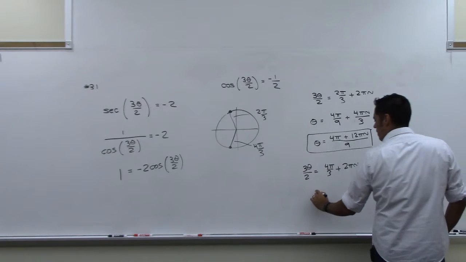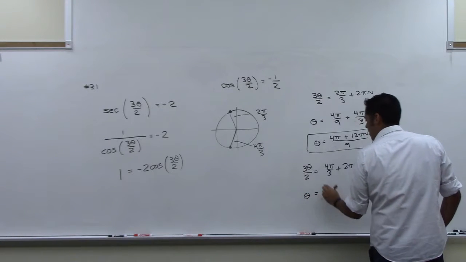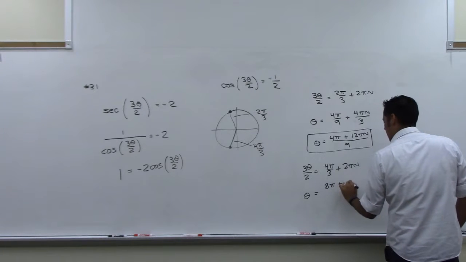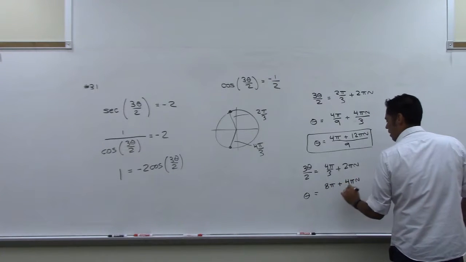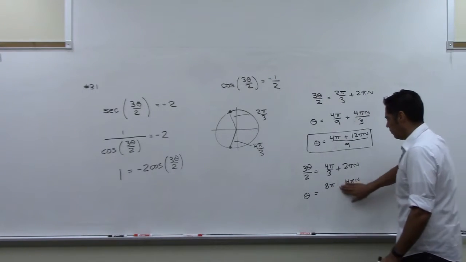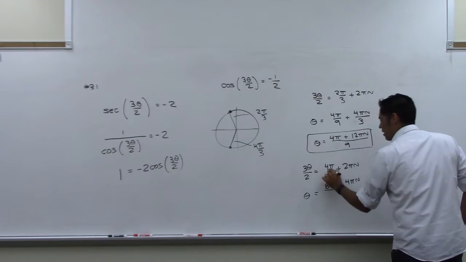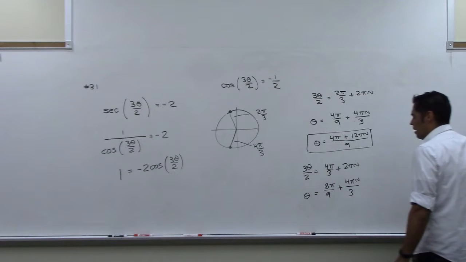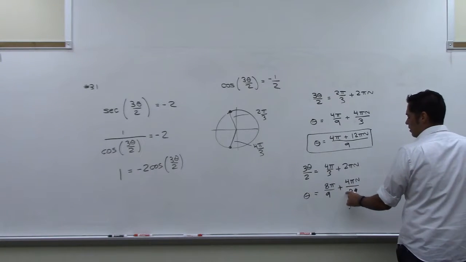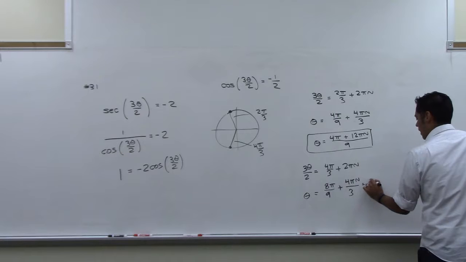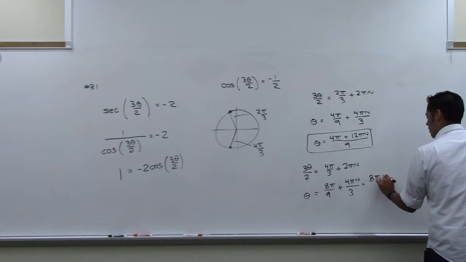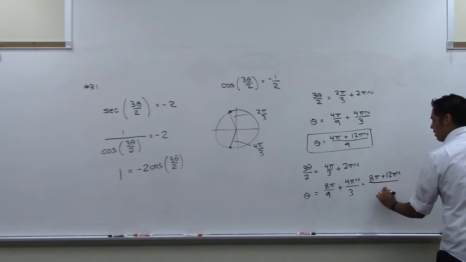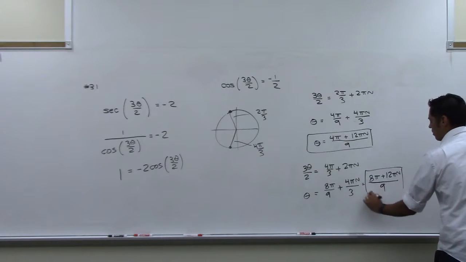This one, same thing. Theta is, multiply both sides by 2. I get 8 pi up top, I get 4 pi n. Divide both sides by 3. Get 9 here, I get 3 here. Plus. Now common denominator, so 3 on top and bottom here. I get 8 pi plus 12 pi n over 9. That's my second general solution.